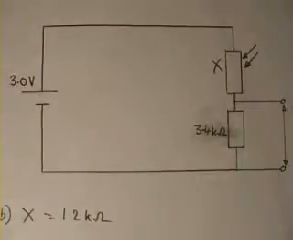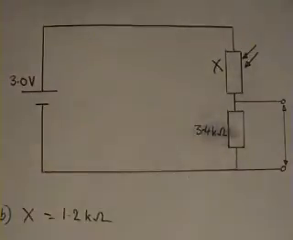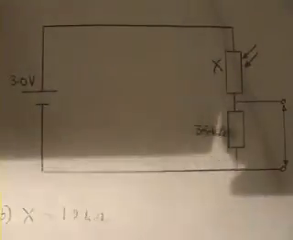For my part B, I'm going to find the output voltage when X has got a value of 1.2 kiloohms, different from the value that you've got. So how do we find the output voltage? Well, if we look at the circuit, we should spot straight away it's a potential divider. So we're thinking of potential dividers.